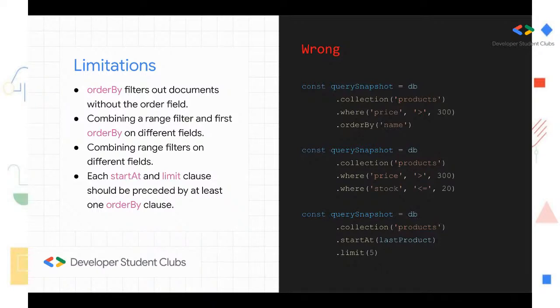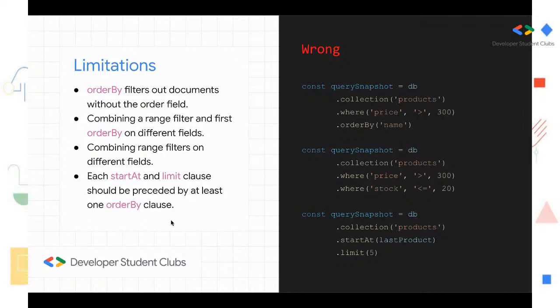The third limitation is combining range filters on different fields. You cannot filter by different fields as well. Like I cannot say that the price should be larger than 300 and the stock should be less than 20. That's kind of a compound query at that point. You could create separate fields where you combine both of those price and stock fields and then filter by that. But unfortunately, you cannot chain those two .wheres on different fields.